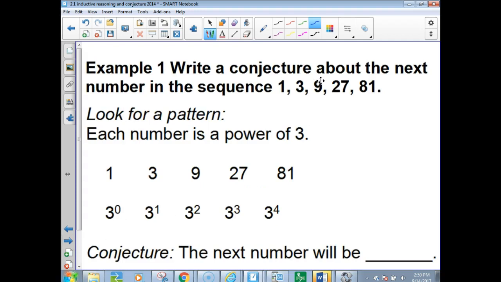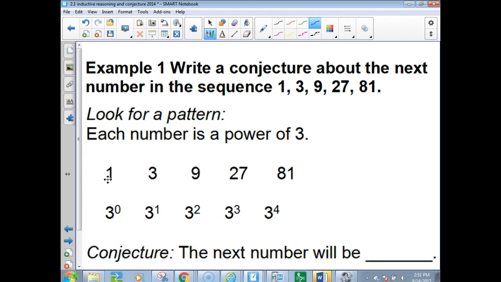So we're going to write a conjecture about the next number in this sequence. You are going to look for a pattern between the numbers 1, 3, 9, 27, and 81. And we're going to think about what the next term might be and how to get it. Maybe you've noticed that each number is a power of 3. So there might be multiplying, there might be adding, there might be powers. So we're trying to determine how this list of numbers is generated.